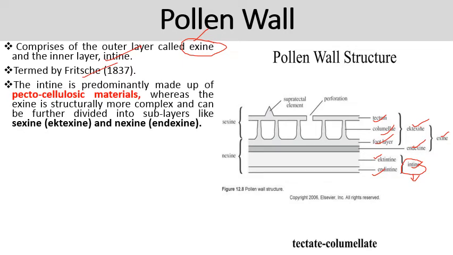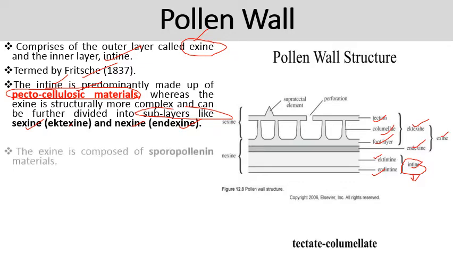The intine is predominantly made up of pectocellulosic material. जो pectocellulosic substances है उससे intine बनी होती है inner layer, whereas the exine is structurally more complex and can be further divided into sublayers like we have sexine, that is ectexine, and the nexine that is also known as the endexine. So ये दो layers से बनी होती है exine.